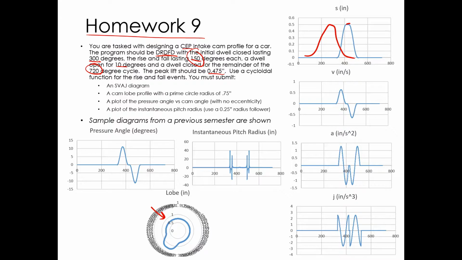I want an SVAJ diagram. I want a cam lobe profile like this one. That is a radar chart in Excel. If you have S plus the prime circle radius plotted for every degree and then insert a radar chart for that column, you'll get this. It does have to be plotted for every degree though.